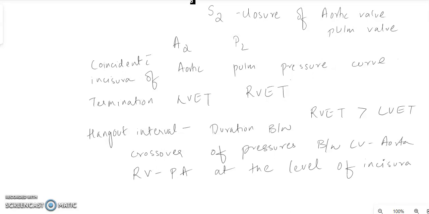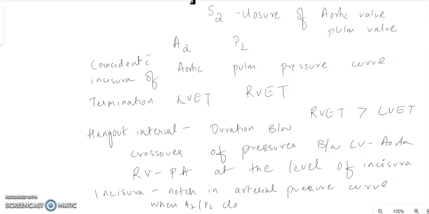Now, what do you mean by the term incisura? Incisura is a notch in the arterial pressure curve when A2 or P2 occurs. That is, when aortic or pulmonary valve closure occurs. You will understand these concepts better when you see the diagram.